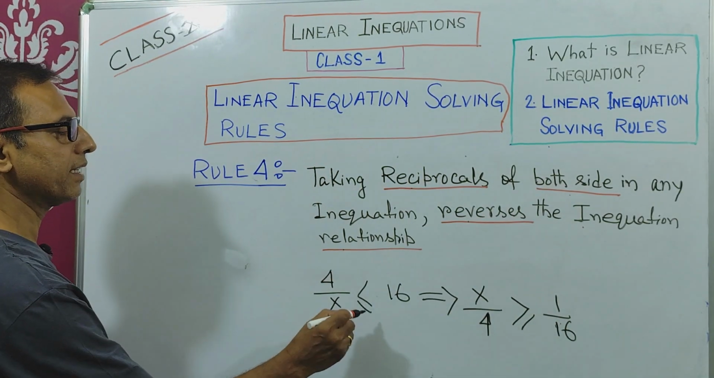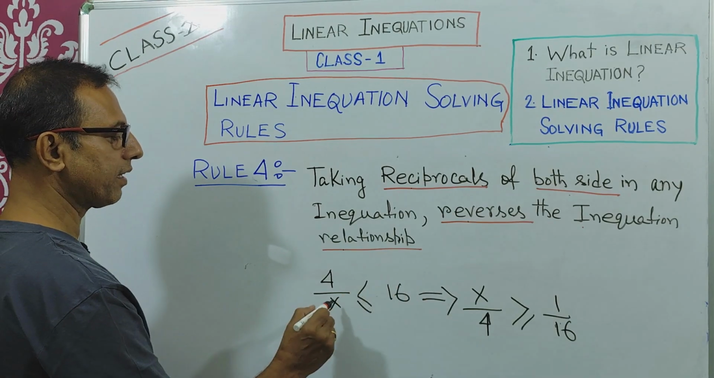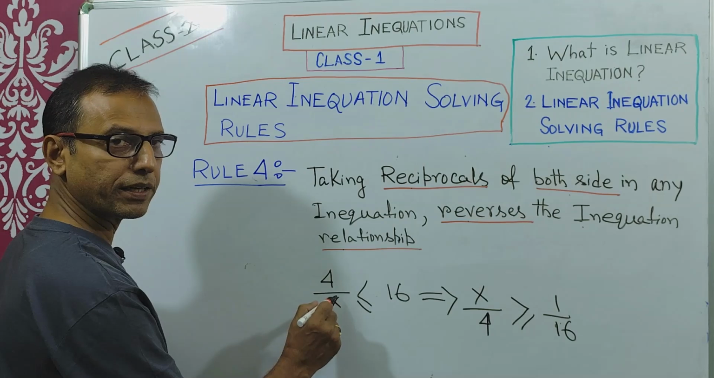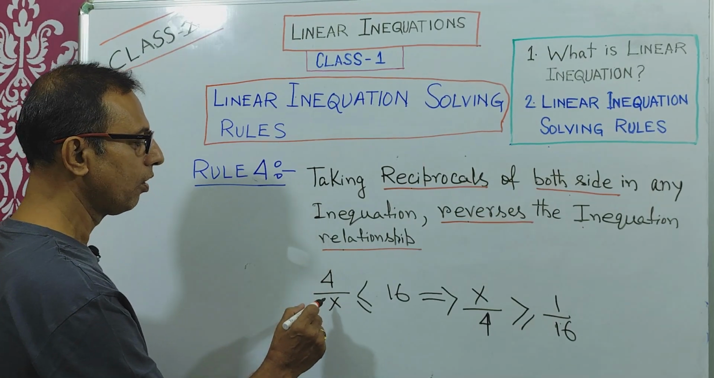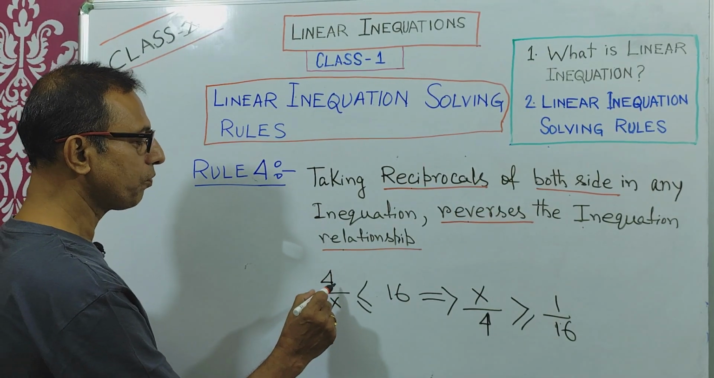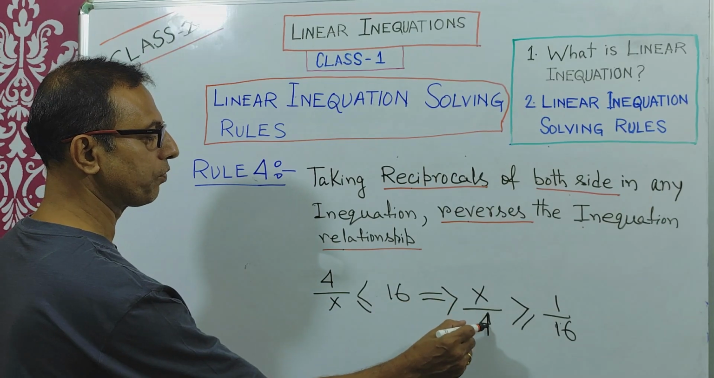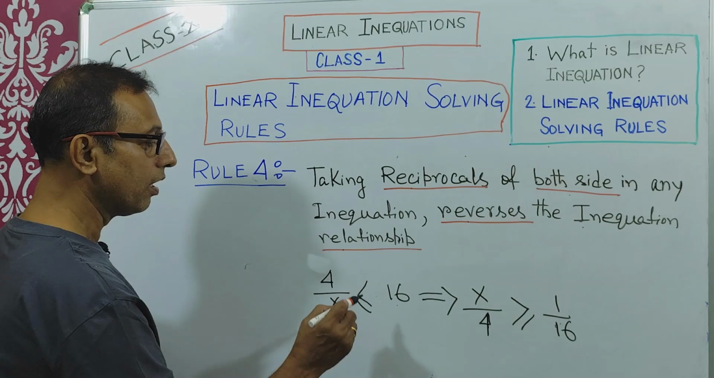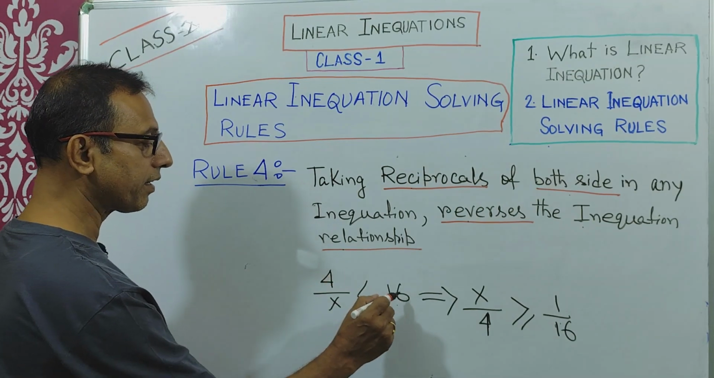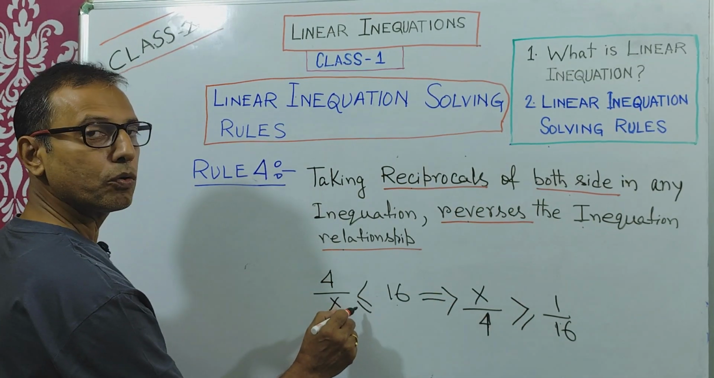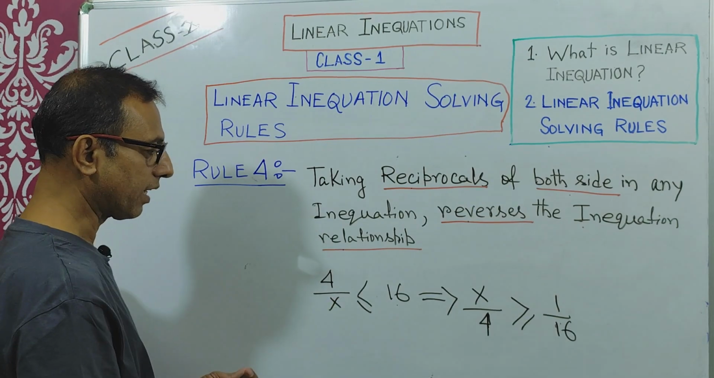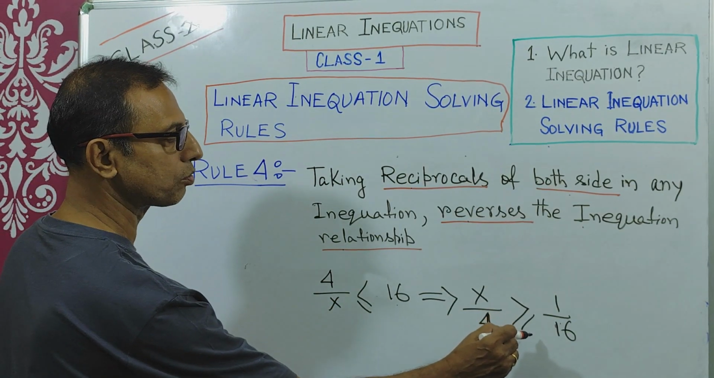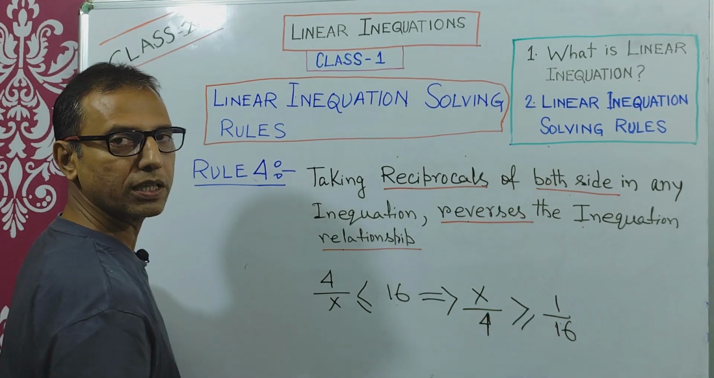If 4 by x less than equals to 16, I am taking the reciprocal. 4 by x is becoming x by 4. Flipping the numerator and denominator is called reciprocal, or 1 by that value. So 4 by x reciprocal is x by 4, and reciprocal of 16 is 1 by 16. Now since I am taking the reciprocal both sides, the inequality sign, less than equals to, will be changed to greater than equals to. So x by 4 greater than equals to 1 by 16.